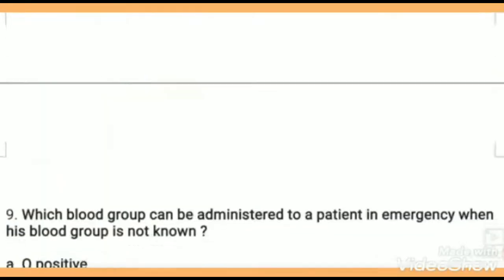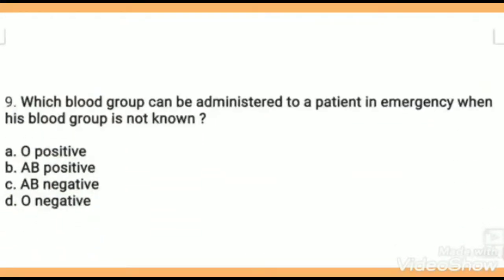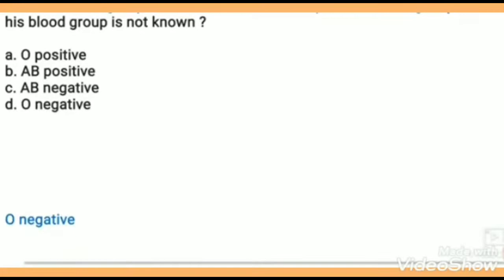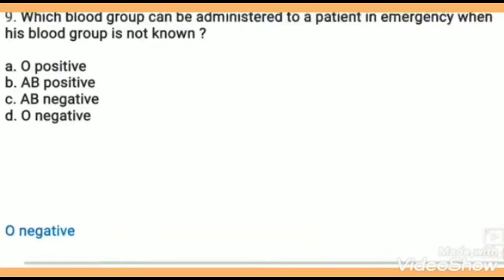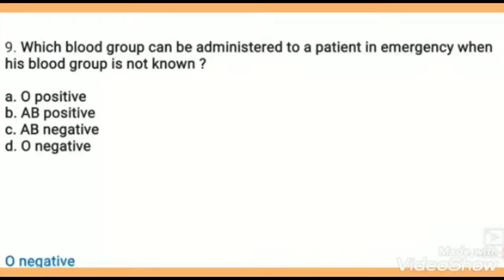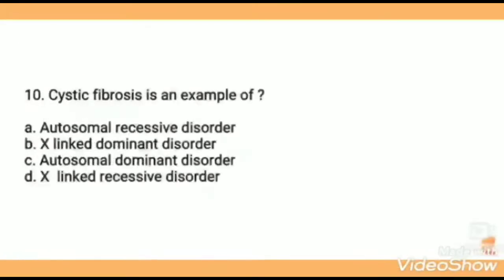Next question. Which blood group can be administered to a patient in emergency when his blood group is not known? O positive, AB positive, AB negative, or O negative? So, the correct answer: the blood group which can be administered to a patient in emergency is O negative, because O negative is a universal blood donor.